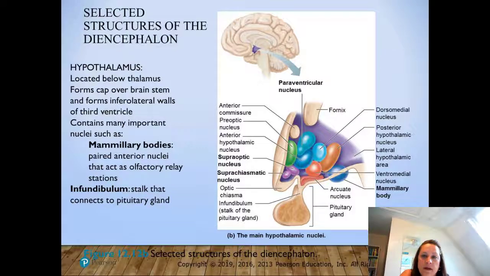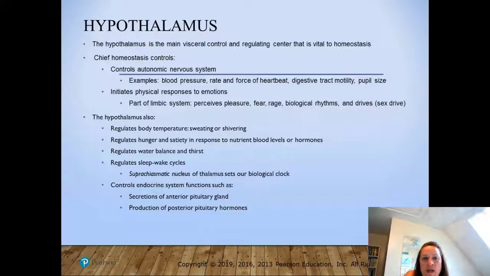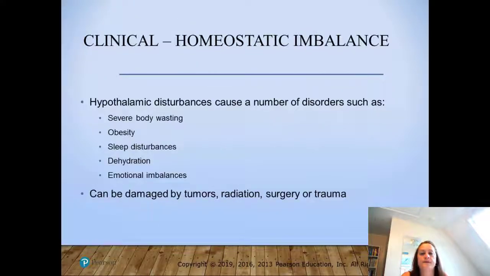So just below that, in this little area here, the thalamus is going to be here, the hypothalamus is down here. We have more nuclei, and again, they're named for where they are: lateral, posterior, dorsomedial, anterior. The hypothalamus is really, really important in terms of being the main visceral control center. Homeostasis, autonomic nervous system, blood pressure, heart rate, digestive tract, pupil size, body temperature, hunger, water balance, sleep-wake. All of that happens in the hypothalamus, sort of our homeostatic control center. If we have hypothalamic disturbances, these things can happen.